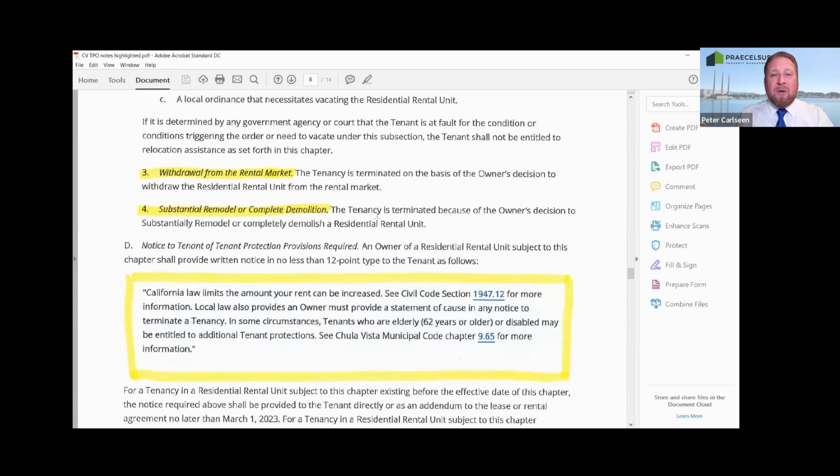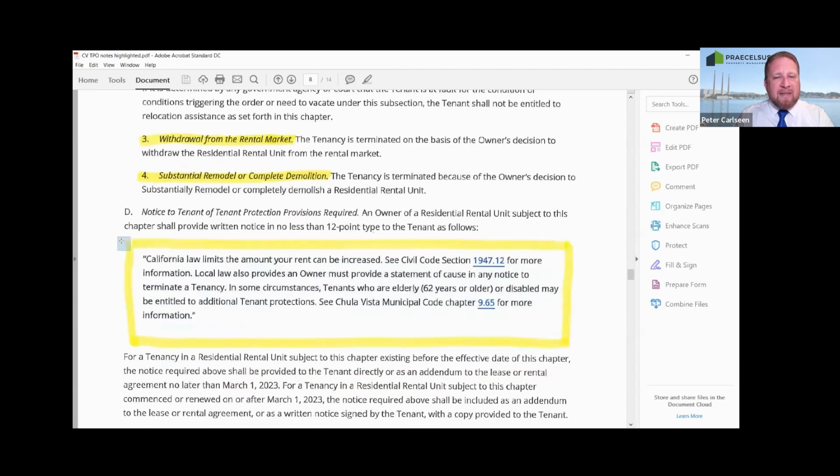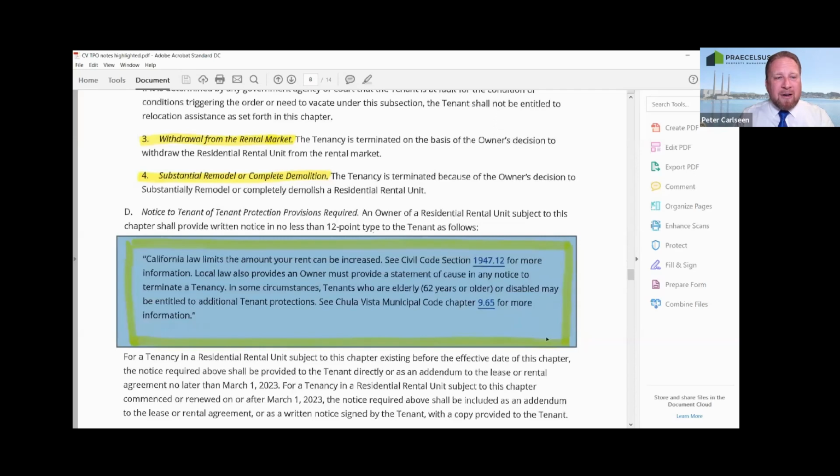So that gives them the right to do that. Now, there are some provisions that you have to keep in mind. You have to notice the tenant. You have to give them notice of their rights. And I don't know why they put this in this part of the ordinance and not at the front, or at least with the exemption.